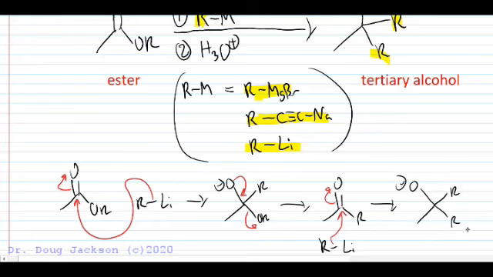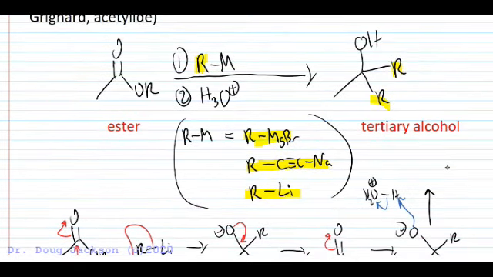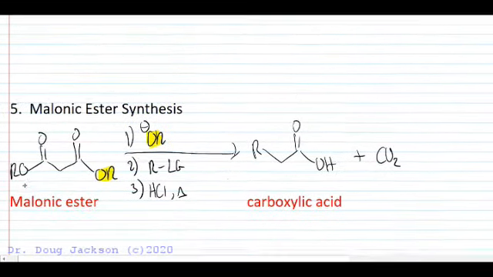and create a tertiary alkoxide, which is stuck until we add acid. Once we add some hydronium to solution, that proton will cap off the tertiary alcohol product. Okay, that would happen for any of these three organometallics.